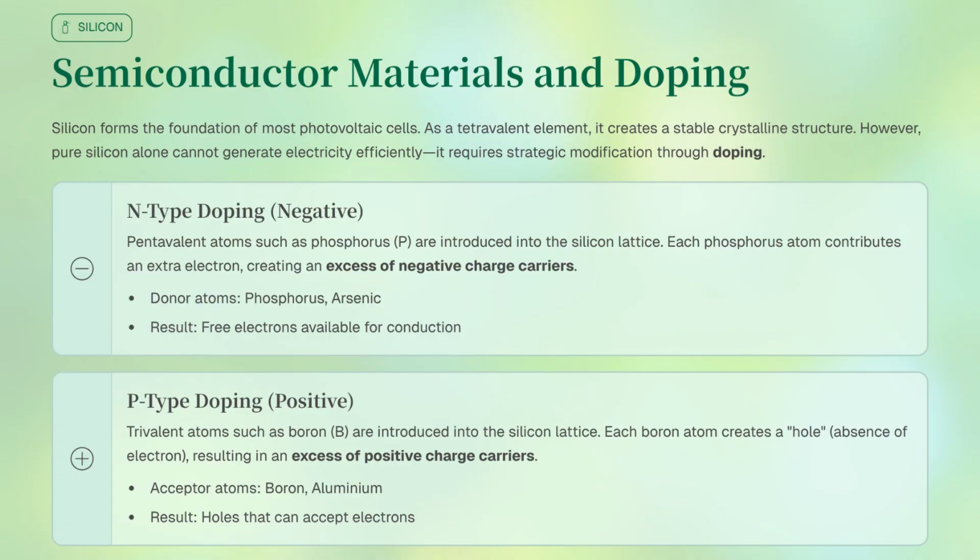Silicon is the foundation of the photovoltaic industry because it is a tetravalent element that forms a stable, crystalline lattice. However, pure silicon is not a good conductor on its own. We must modify it through a process called doping. We have two types: N-type doping, where we introduce pentavalent atoms like phosphorus to create an excess of negative charge carriers, or electrons, and P-type doping, where we introduce trivalent atoms like boron. This creates holes, which act as positive charge carriers that can accept electrons.